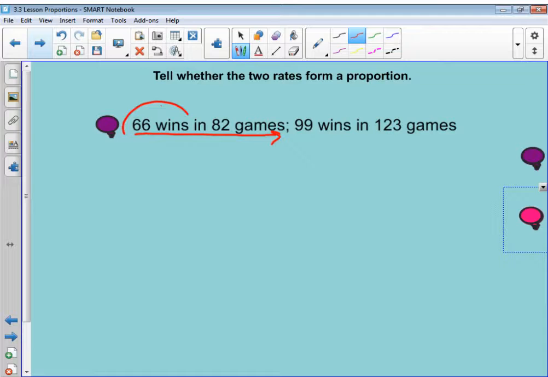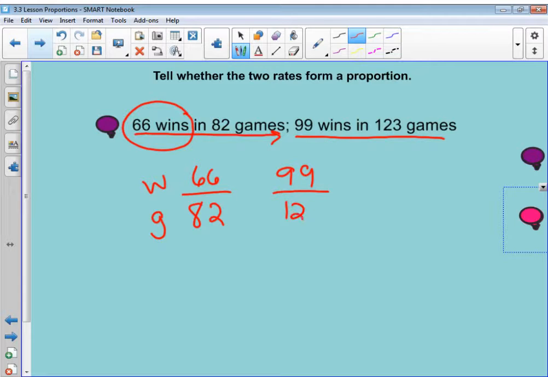So here I've got wins would be my top over 82 games. Now, if you're just checking proportions, it wouldn't matter if you did that order. If you had flipped it around, did 82 over 66, that would be fine. But then you have to make sure in your second proportion that you match labels. I just like to work left to right because when I'm doing rates, that's usually how it's set up. So then here I would do 99 wins over 123 games.